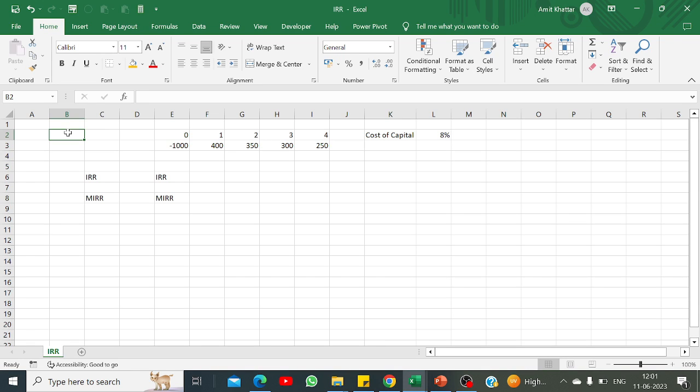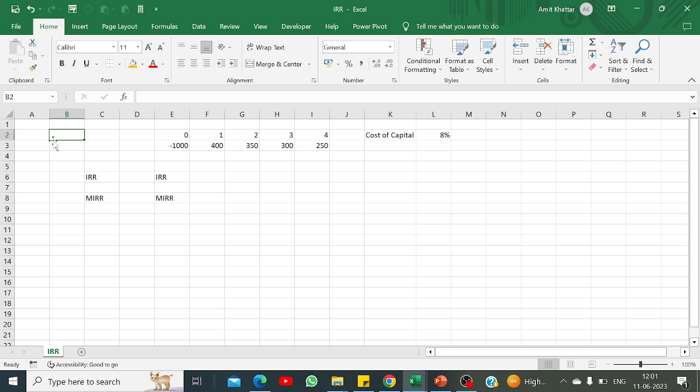Hi all. Today we are going to consider how to determine IRR and MIRR in Excel. So IRR is internal rate of return. Considering I have an investment of 1000, and the expected cash flows are 400, 350, 300 and 250, and the cost of capital is 8%.